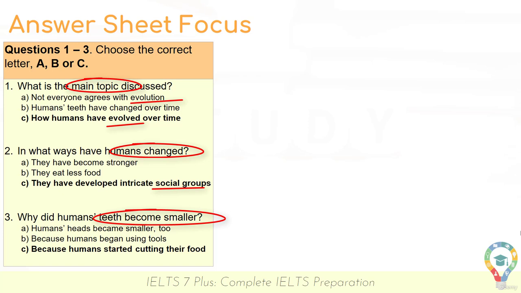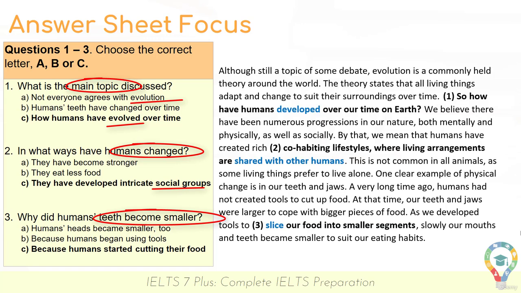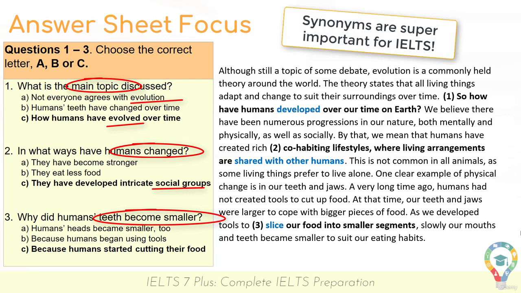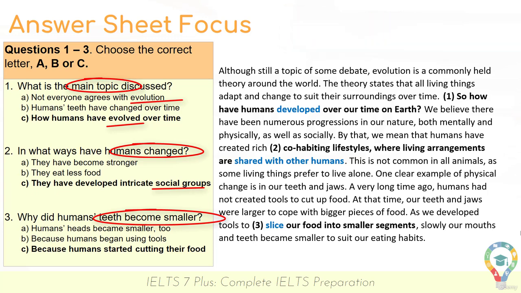Now I'll say my understanding and your understanding of synonyms will have been crucial in you being able to answer these questions correctly. And here we go. I've highlighted in bold where the answers were found, and in blue where synonyms played a very important role in finding our answers. So what is the main topic discussed? Let's take a look at the answer in the sheet. So how have humans developed over time on Earth? See how humans have evolved over time. Evolved and developed are synonyms of sorts, and that helped me answer this question.